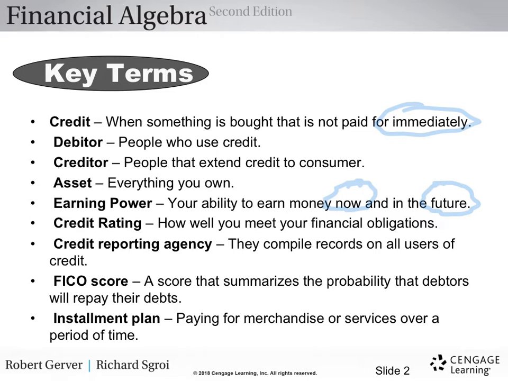Next is your Fico Score. This is important. This is a score that summarizes the probability that debtors will repay their debts. The higher the score, the more likely the person is to pay off their debts. These numbers go anywhere, I believe it's from 300 to 850, with 850 being perfect. Installment plan. This is paying for merchandise or services over a period of time, okay? That is installment plan.